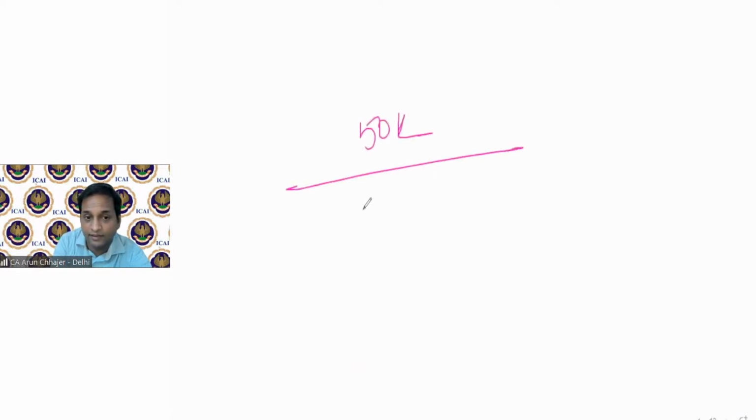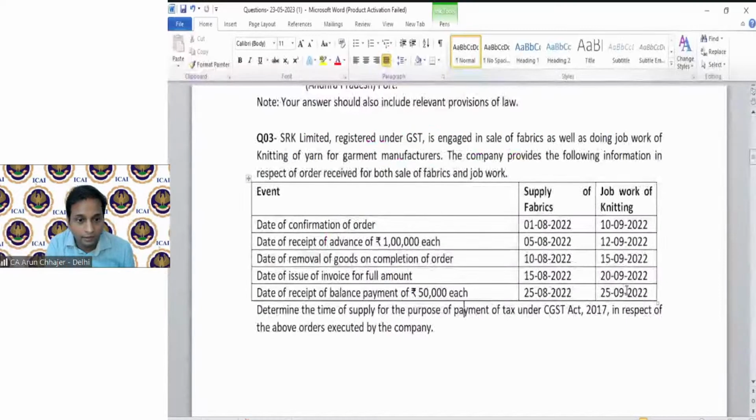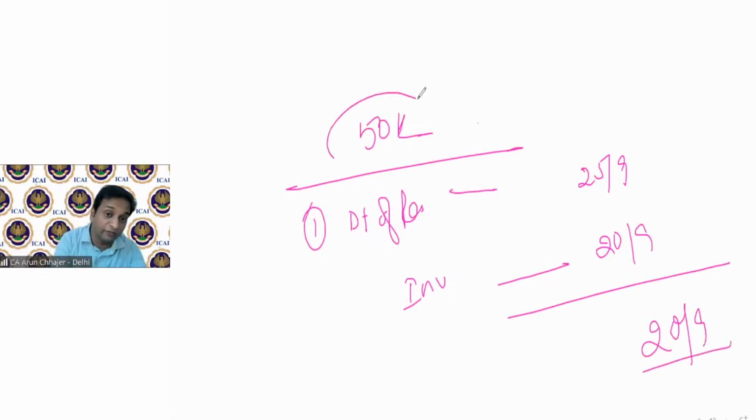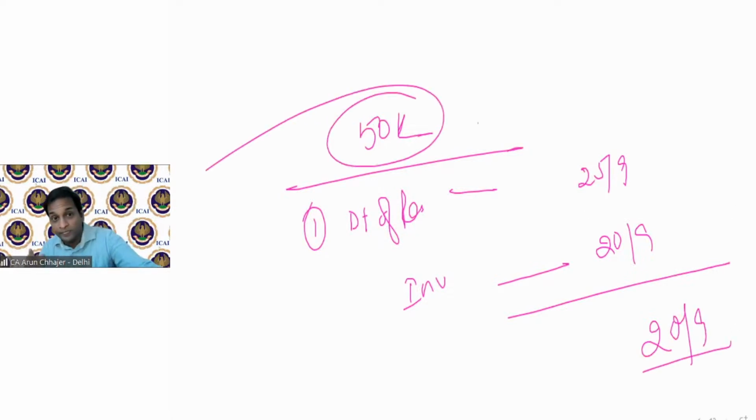50,000. The date of receipt. What was the date of receipt? 25th September and invoice 20th September. Date of receipt is 25th September and date of invoice is 20th September. So whichever is earlier, 20th September would be the time of supply for 50,000. Now I have ignored the date of the removal of the goods.